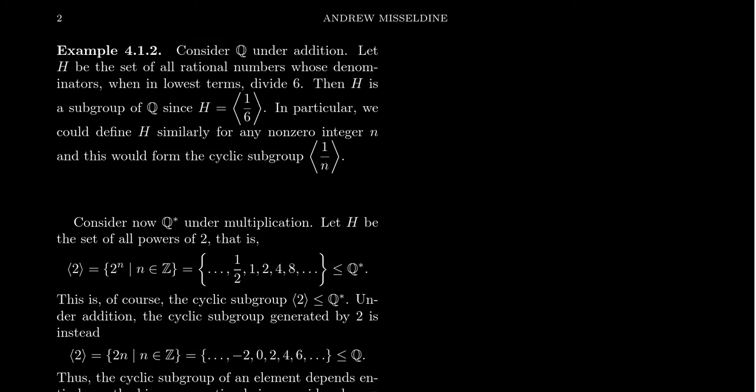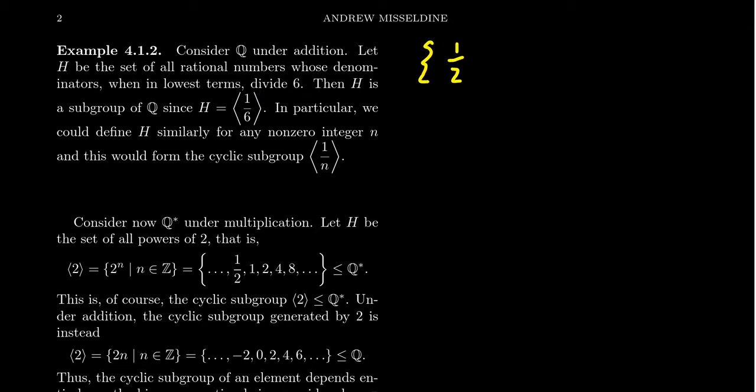In this video, I want to consider some cyclic subgroups of groups that we know. For example, take the rational numbers with respect to addition. We're going to let H be the set of all rational numbers whose denominator, when written in lowest terms, divides 6. So we would be including things like the following.